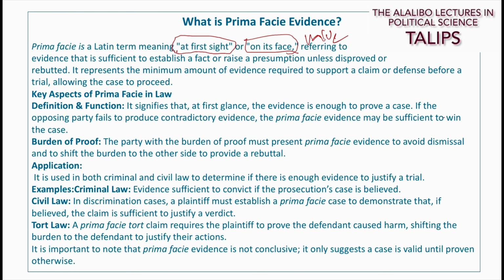So at first sight, on its face, referring to evidence that is sufficient to establish a fact or raise a presumption unless disproved or rebutted, right? Again, take a look at this closely, students. When you look at something on face value, sometimes it's sufficient to prove or disprove a case. Let's look at it one more time, referring to evidence that is sufficient to establish a fact, right? A fact, or raise a presumption unless disproved or rebutted, right? So sometimes at face value, at first sight, you can make a conclusion and say, well, this is guilty or this is suspicious, right? And based on that, you can take further action.